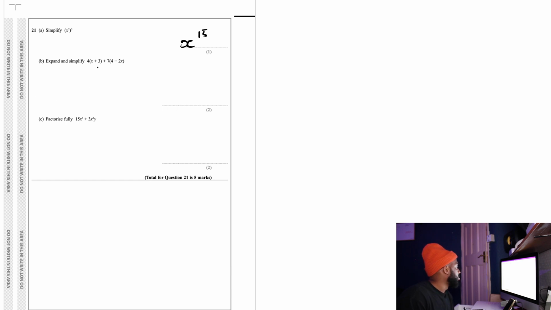Next one, we're expanding and simplifying. So 4 times x is 4x. 4 times 3 gives us 12, so plus 12. Then 7 times 4 gives us 28. 7 times minus 2x gives us minus 14x. Then we collect our like terms. So 4x minus 14x gives us minus 10x. And then 12 plus 28 gives us 40. So our final answer is 40 minus 10x.